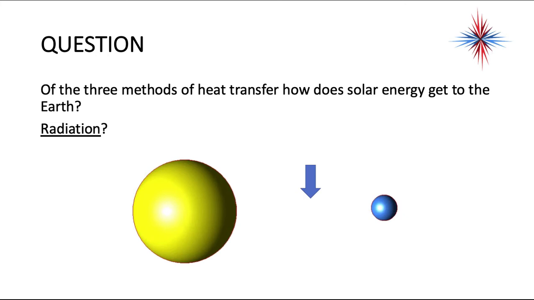Okay, so a question here. Of the three methods of heat transfer, how does solar energy get to the Earth? Is it radiation? We know there's a vacuum between the sun and the Earth. We know it doesn't require a solid, gas, or fluid transfer. So radiation is the only heat energy that can travel through a vacuum. And again, this is very important as we start talking about building design. Radiation is the only heat energy that can transfer through a vacuum. And I want you to start thinking about windows.